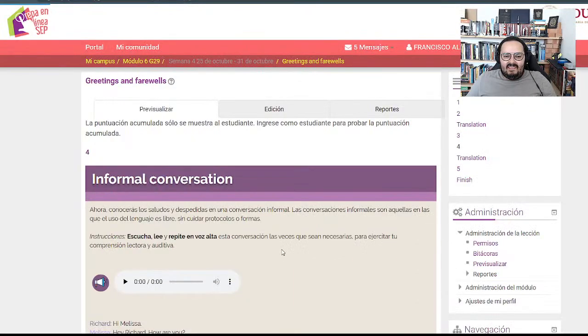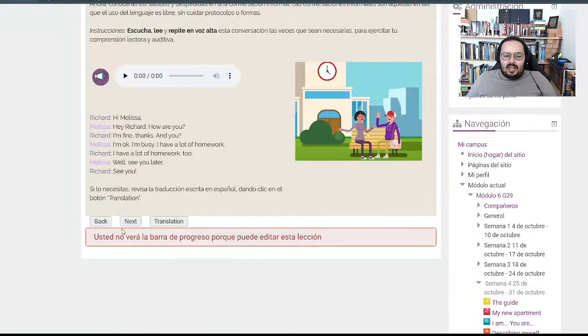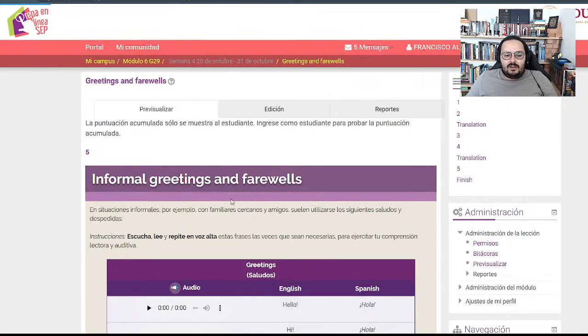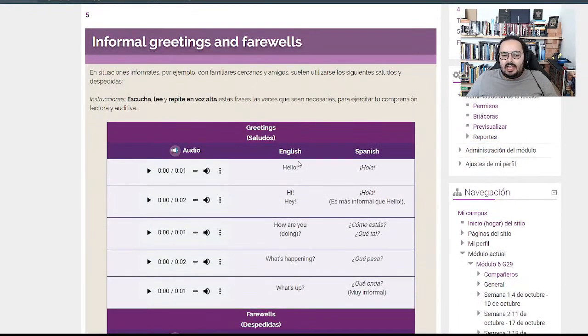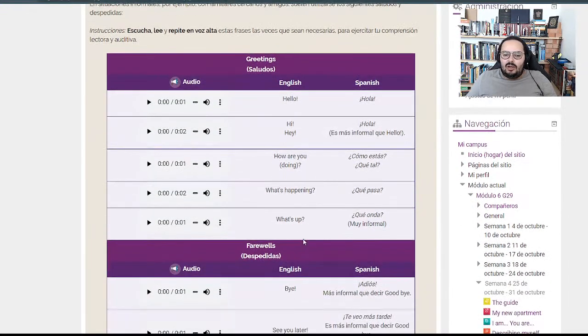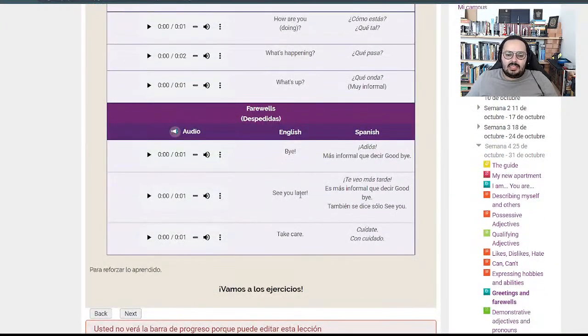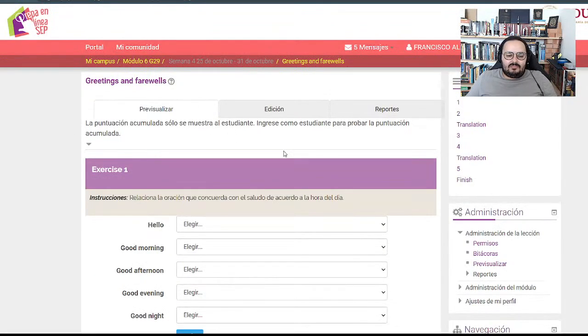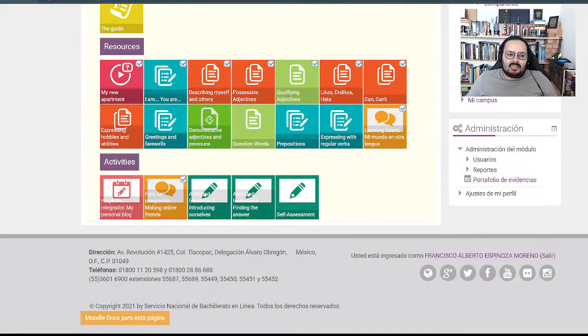Okay. Here we have another dialogue, which is an informal one. And here we have greetings and farewells, but informals. Like hello, hi, how are you? What's happening? What's up? Bye, see you later, take care. Okay. And here we have some practice. You can do it in order to get more practice, and that's it.